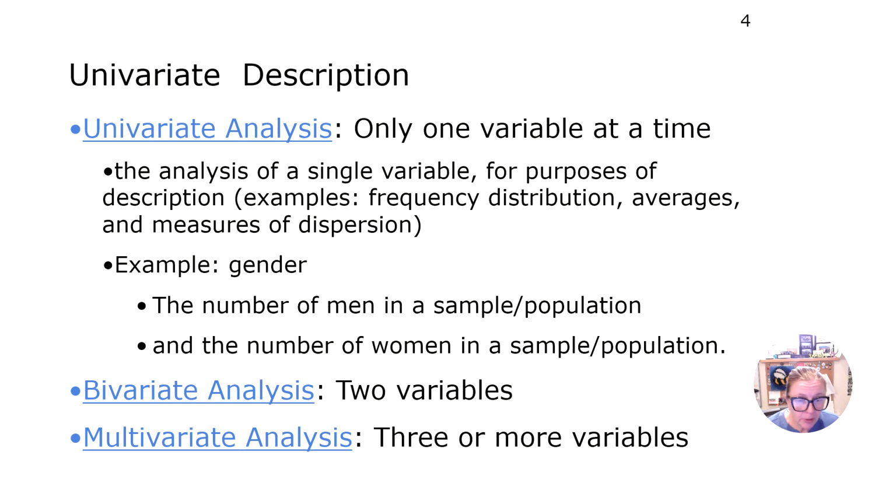Now we have a couple different terms we can use depending on the number of variables. We're looking at a univariate analysis. These words sound fancy. Uni means 1, variate means variable. One variable at a time. This would be like an average or a frequency distribution. For example, the number of men in a sample, the number of women in a sample. Bivariate analysis is going to look at 2 variables, and multivariate analysis is going to look at 3 or more.